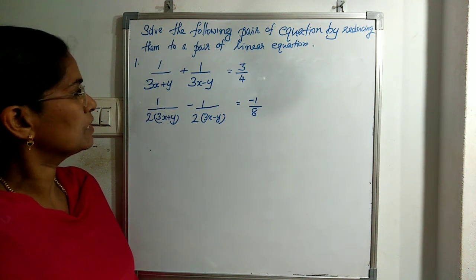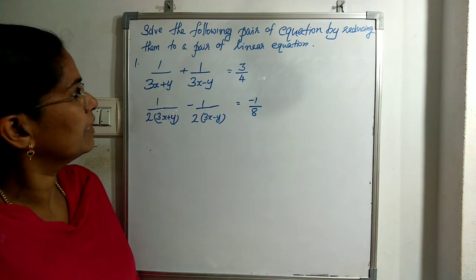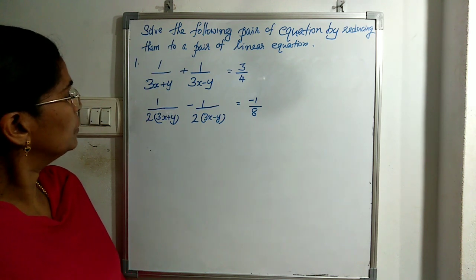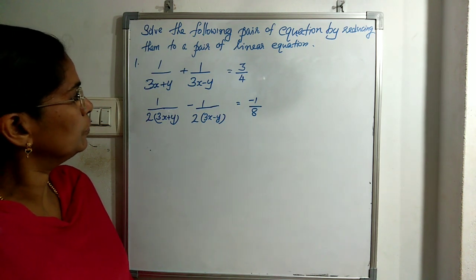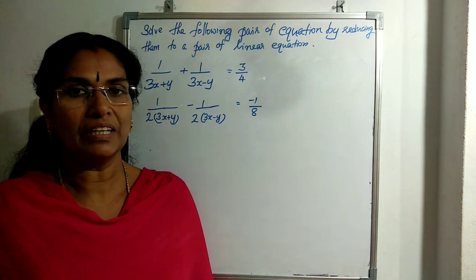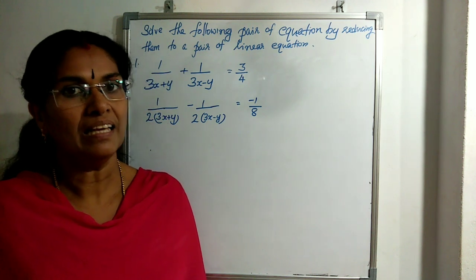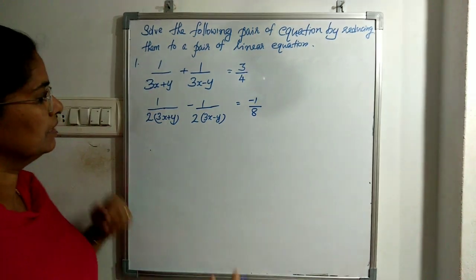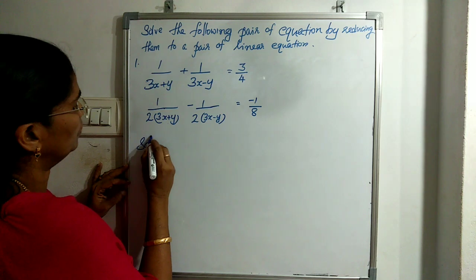1 by (3x plus y) plus 1 by (3x minus y) equal to 3 by 4. 1 by 2 into (3x plus y) minus 1 by 2 into (3x minus y) equal to minus 1 by 2. So the given equations are not in linear form. We have to make them into linear form. What is the first method? What do we have to do?